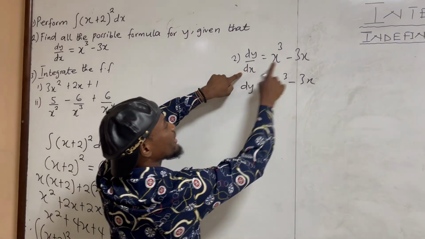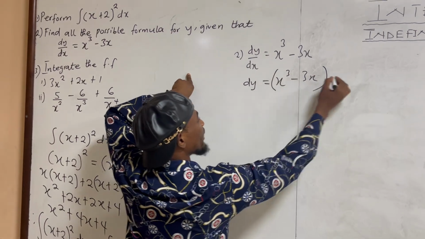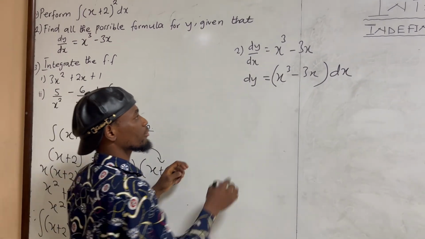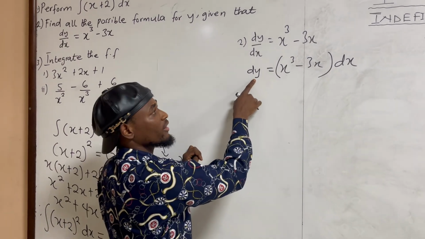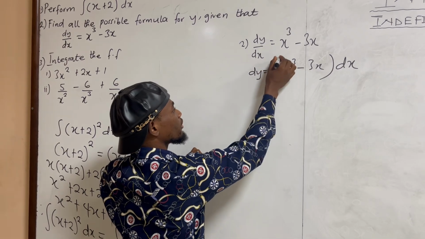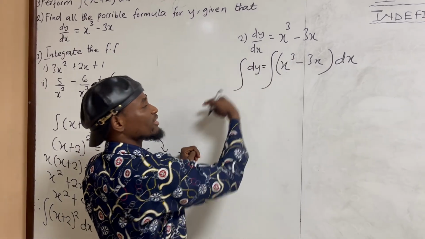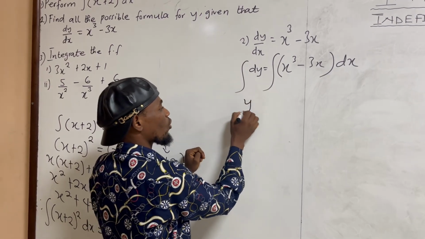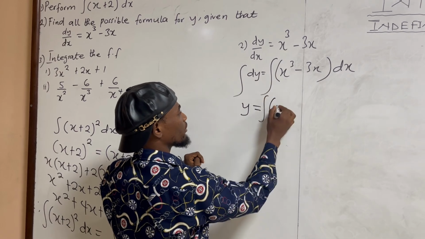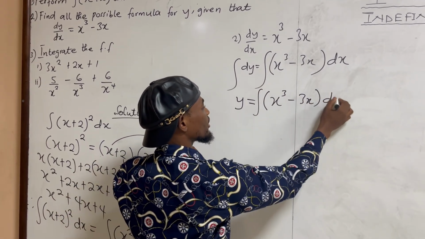times dx. See, this dx multiplies this expression. So I have times 1 times dx. Then we want to eliminate d. So what do we do? You integrate both sides. So I have d cancels the integral sign, so you have y is equal to the integral of x cubed minus 3x, then dx.